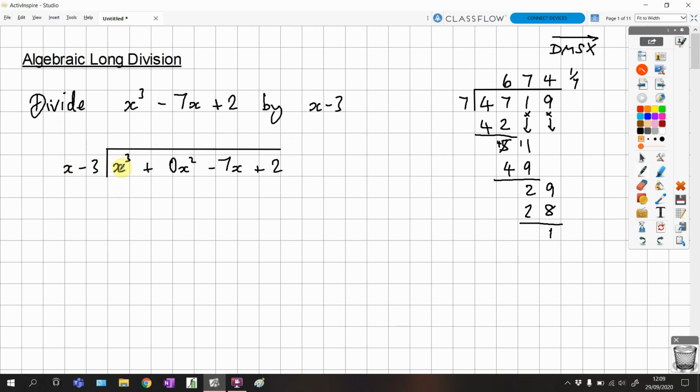x goes into x cubed, x squared times. We don't worry about this minus 3 at the moment, it'll be looked after later on. So x goes into x cubed, x squared times. Now we multiply. x squared times x minus 3 gives me x cubed minus 3x squared. Now I need to subtract.